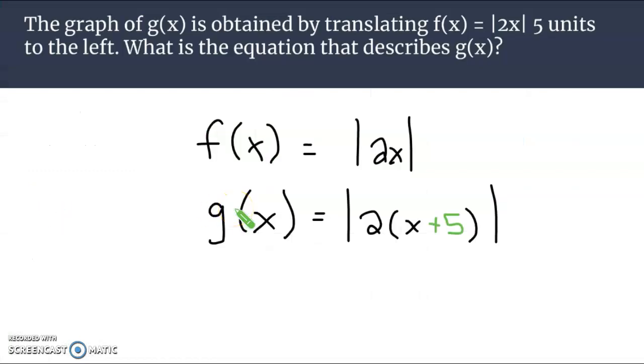And there we are. I hope this helped with our understanding of absolute value functions and their graphs.